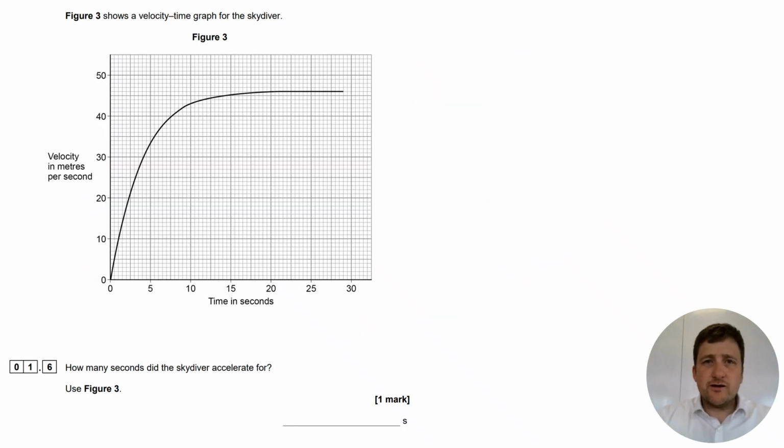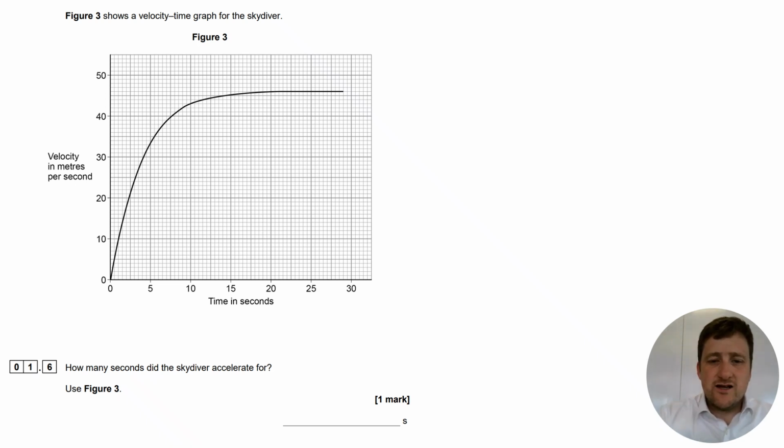Figure 3 shows a velocity time graph. This is how we do it: how many seconds did the skydiver accelerate for? Well, you need to understand what a velocity time graph is. This is our motion. We have velocity and time. If we do change in velocity divided by time, we are accelerating. So we need to work out when he stops accelerating, or when his velocity remains constant. Well, we know, with this straight line, his velocity ends up being 46 meters per second, but at what point does it start being 46 meters per second?